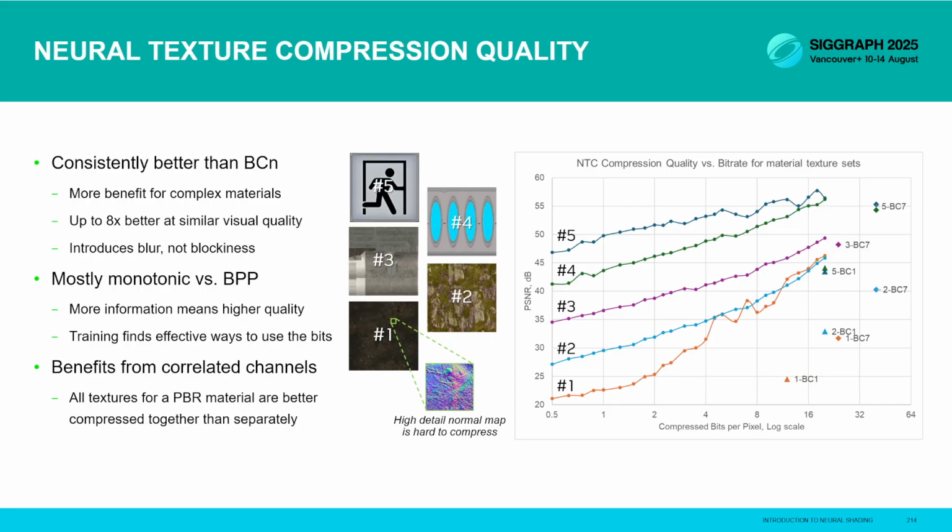Finally, it's important to note that NTC works better not just for complex materials, but also for materials that have correlated channels. For example, when you have a PBR material with typical channels like base color, roughness, and normals, NTC works better when detail in the roughness and normal channels corresponds to some detail in the base color channels.